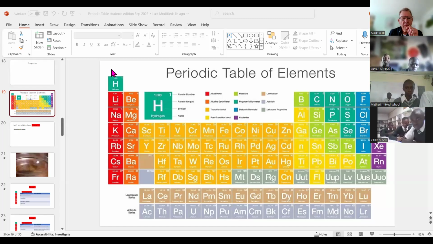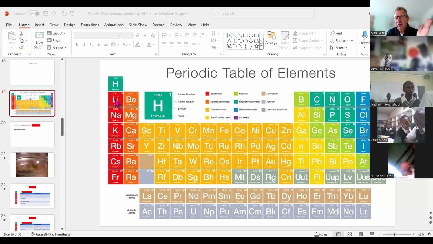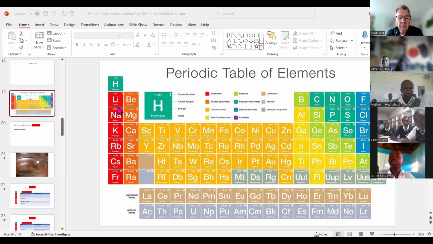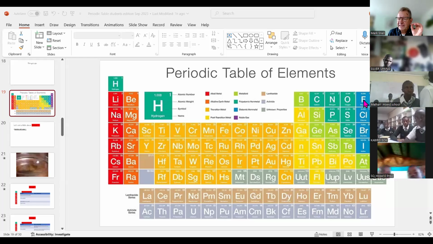Firstly, you had to know that the vertical columns are called groups and the horizontal rows are called periods. That's easy. You have to know that group 1 is on the left and it goes through 1, 2, 3, 4, 5, 6, 7, and then 8 or 0, the noble gases. The 3 groups that you need to know most about are the alkali metals, group 1, a little bit about group 2, then group 7, and the noble gases. Not that there's very much chemistry to do with the noble gases.